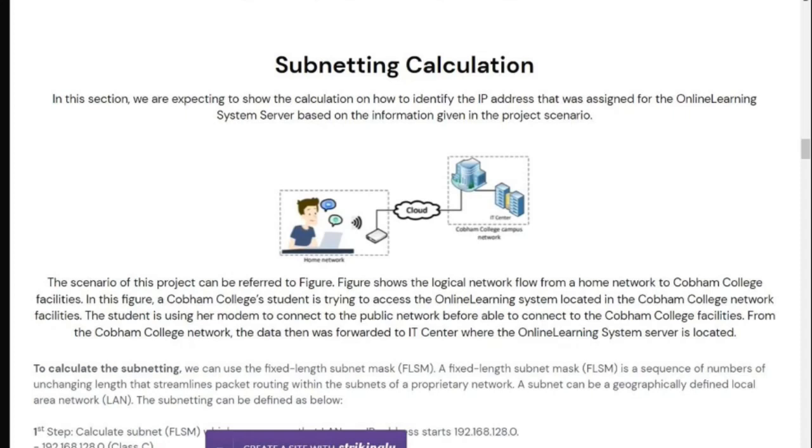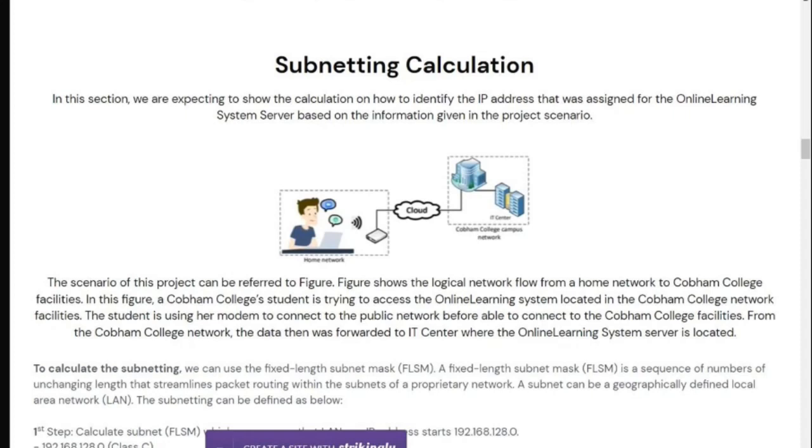This figure shows the logical network flow from a home network to Cobham College facilities. In this figure, a Cobham College student is trying to access the online learning system located in the Cobham College network facilities. The student is using her modem to connect to the public network before being able to connect to the Cobham College facilities. From the Cobham College network, the data is then forwarded to the IT center where the online learning system server is located.